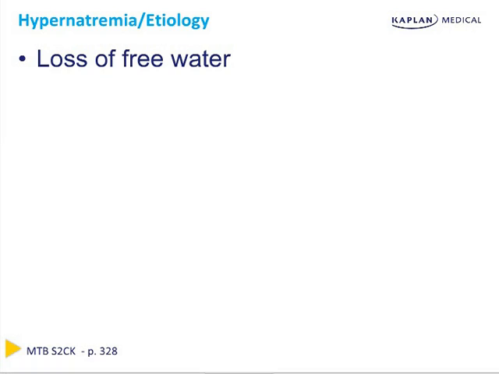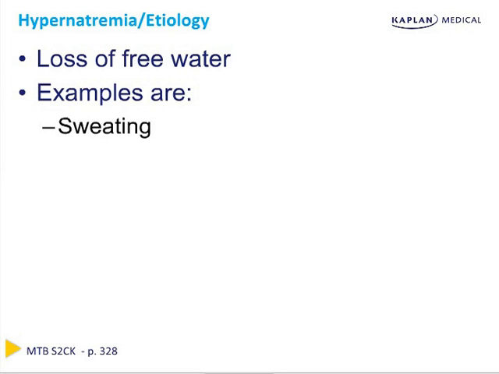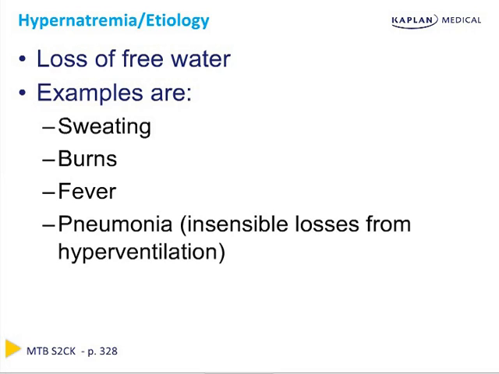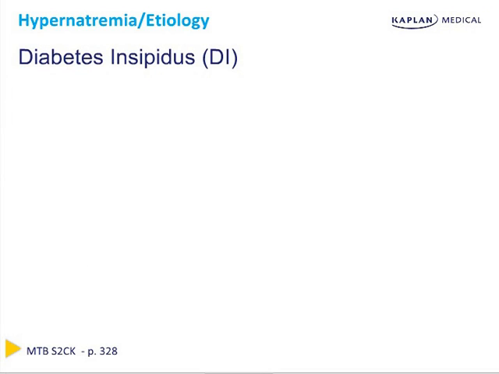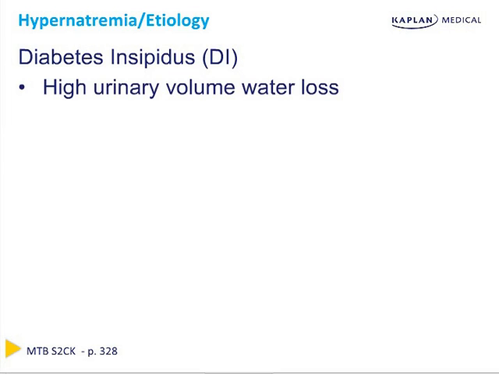Even though it's easy to think of hypernatremia as a problem of too much sodium, it's actually more accurate to think of hypernatremia as a problem of too little water. Some of the processes that can lead to excess loss of free water include sweating, burns, fever, pneumonia, which leads to insensible loss from hyperventilation, diarrhea, and diuretics. Another cause of hypernatremia is a condition called diabetes insipidus.